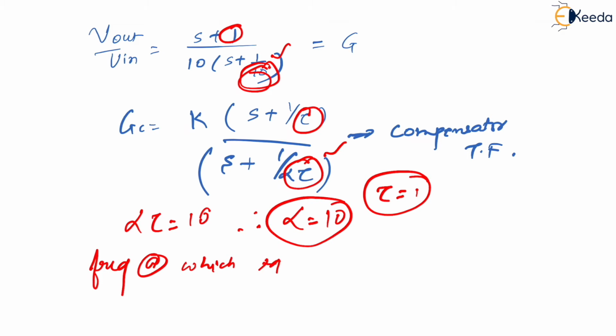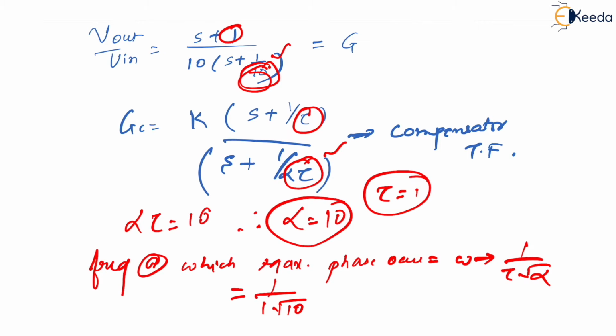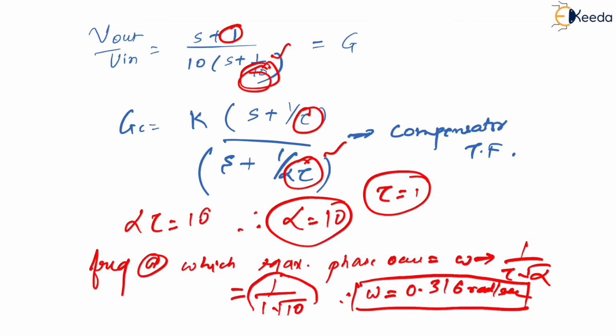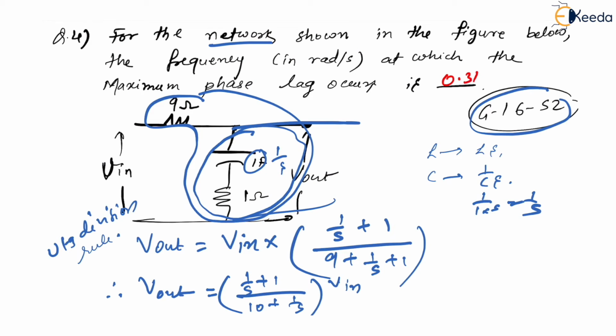Now, the frequency at which maximum phase occurs is nothing but omega, which is given by 1 by tau under root alpha. Correct? We have seen this particular formula. What does that mean? 1 by tau, tau is 1, into under root of alpha, which is 1 by under root 10. If you solve this in your calculator, you will find it somewhere around 0.316 radians per second. So 0.316 radians per second is your answer. Correct? Now, let us see one more question.